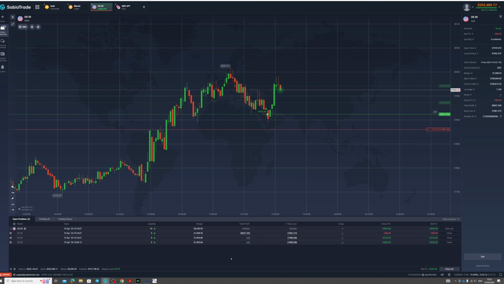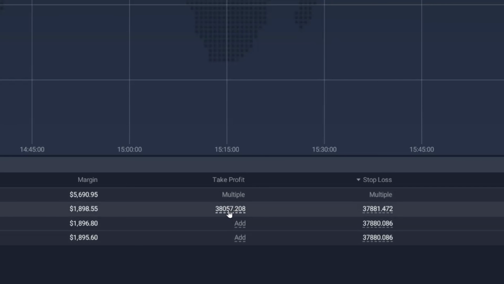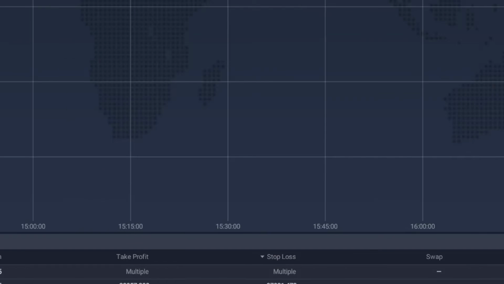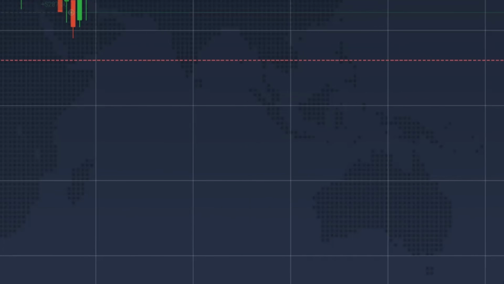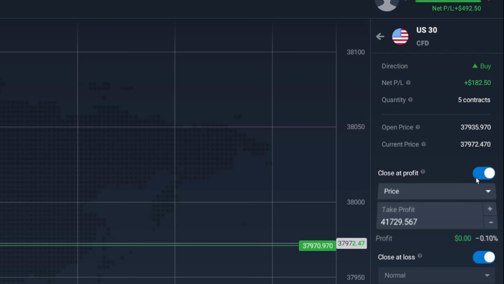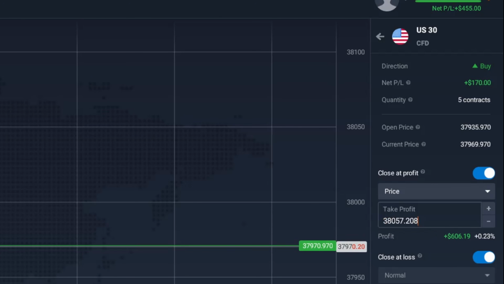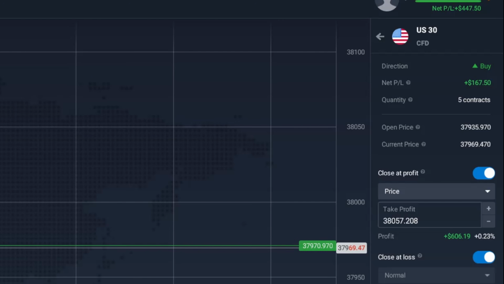And now what I can do, if I have a take profit set up for this trade, I can double click here, or just click here. I don't even need to do the double click. Copy this one, so select it, Control C, then go to this trade, and then again close at profits, select it, and now I can change this price to what I want. What you can do as well, you can do amount, distance, so how much you want to make with this trade. That's very nice.